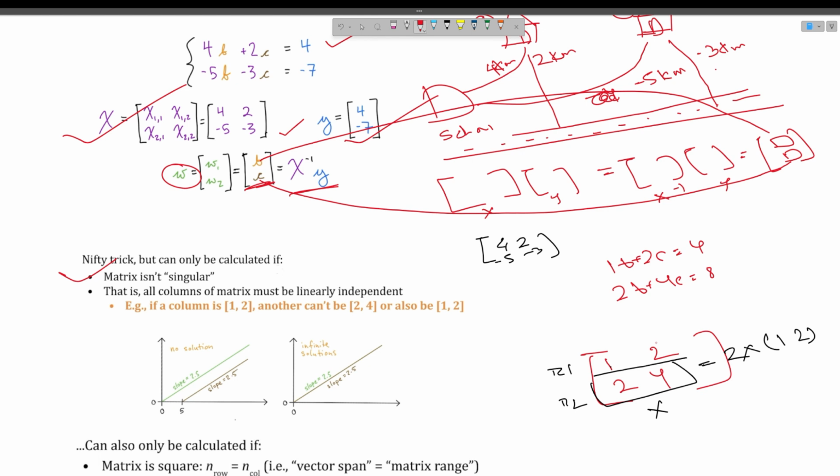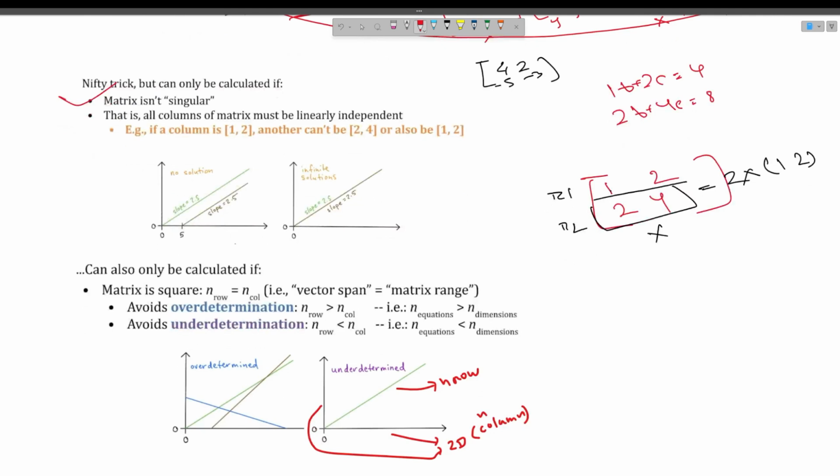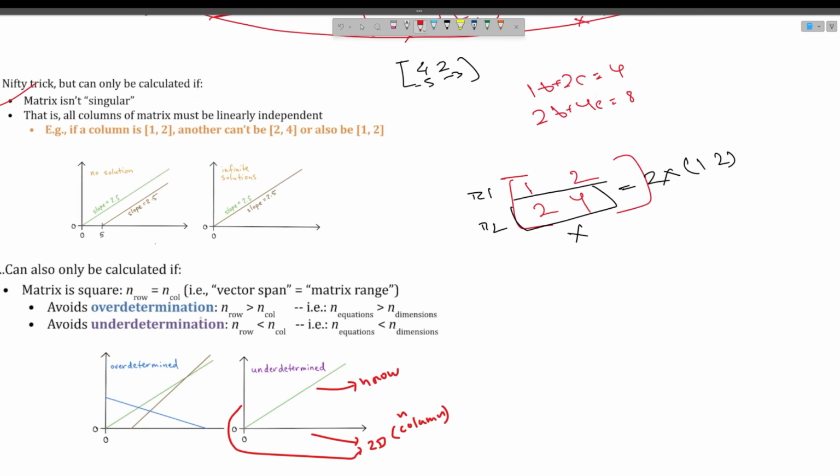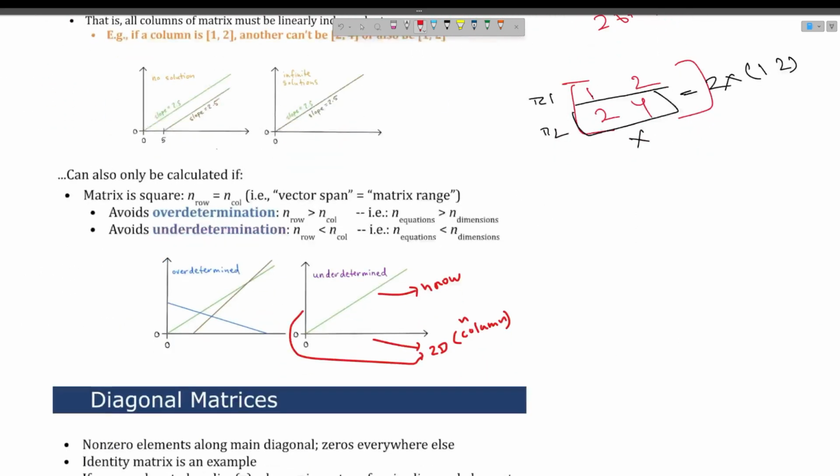Now the work for you is to find out why, why can't I do that. That's totally your homework. Now let's look at another thing. It can also be calculated. You can also calculate it, it doesn't need to be a square matrix all the time.